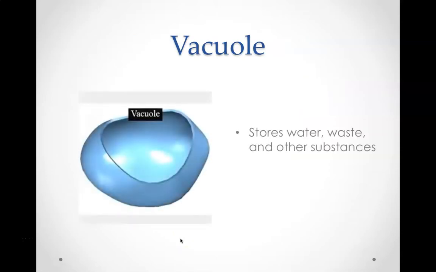Next up, we have a vacuole, which kind of just looks like a bubble. It might be one of the harder ones to pick out, but it's a bubble that stores waste, water, and other substances. Mostly water, and you'll notice something with this when we look at plant and animal cells. I won't give it away yet.